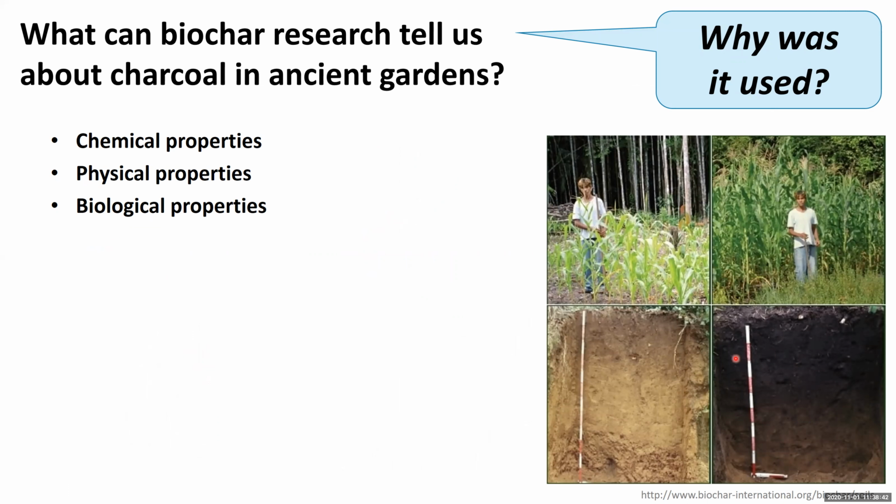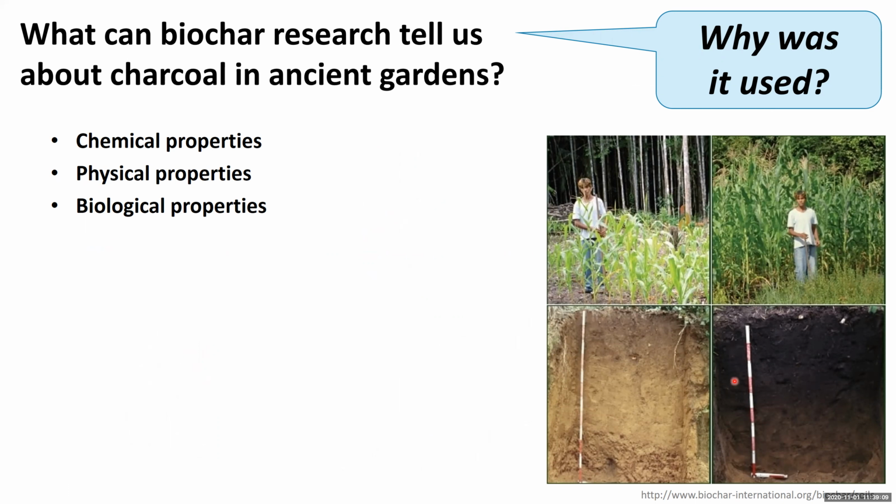So what can biochar research tell us about how charcoal amendments were used in ancient gardens? In the next few slides, I'll show you some examples of how biochar can influence the chemical, physical, and biological characteristics of soil. And although we can study each part, it's important to remember that all 3 of these characteristics interact with each other all the time in soil, and together they influence soil health and soil fertility.